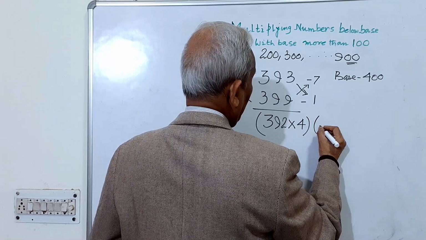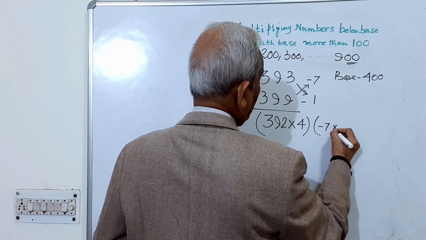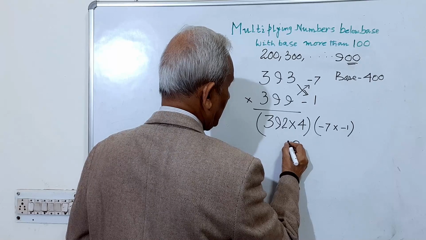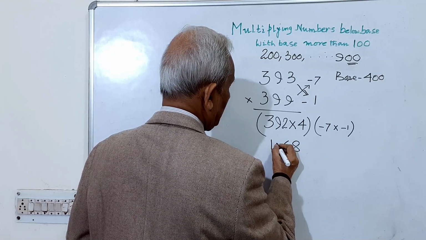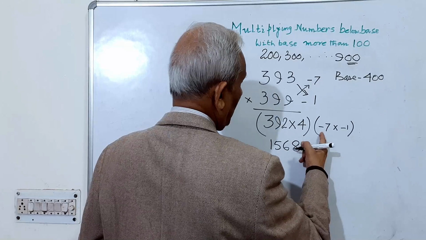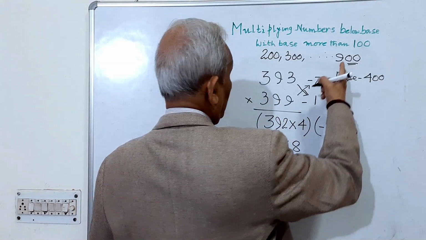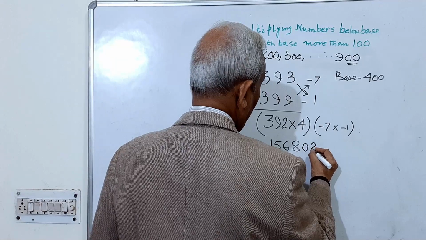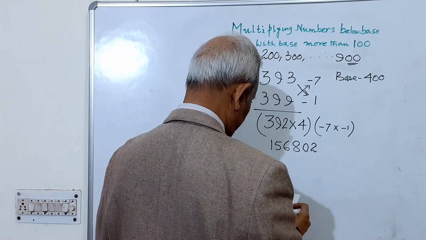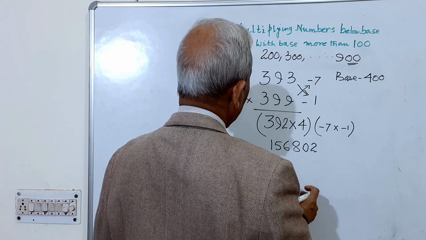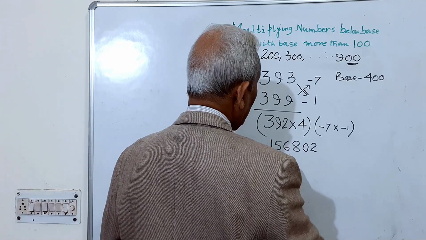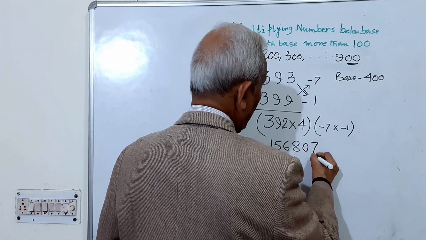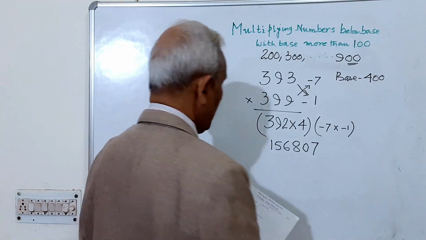So write 392 here, and since the base is 400, we'll multiply this with 4. And the second part of the answer, minus 7 into minus 1. 392 into 4 becomes 1568. Minus 7 into minus 1 is 7, but then there are 2 zeros here, so there will be 2 digits. We'll put here 07. 156807, that is the answer.